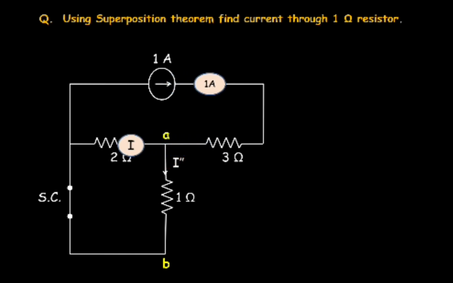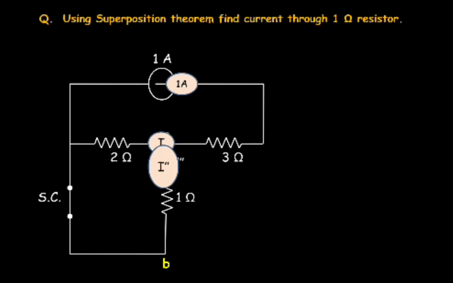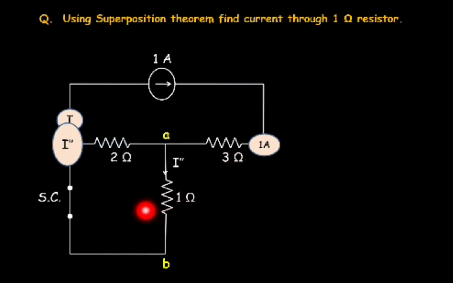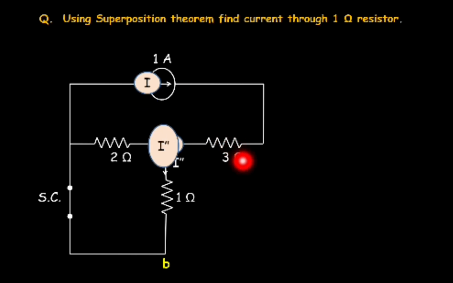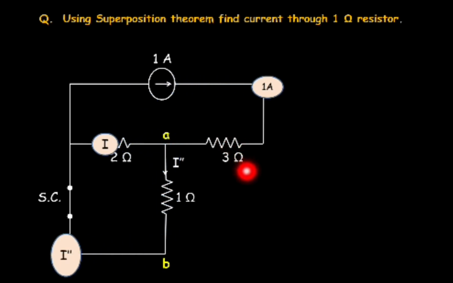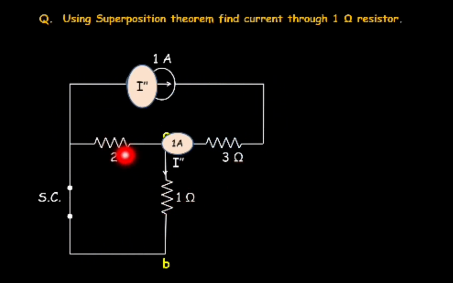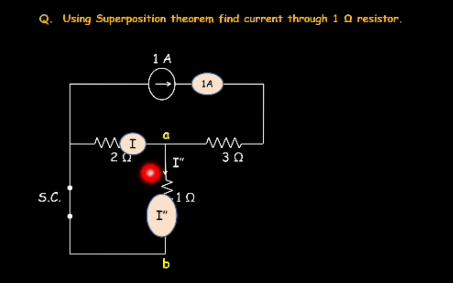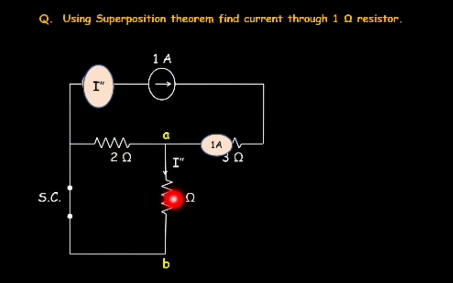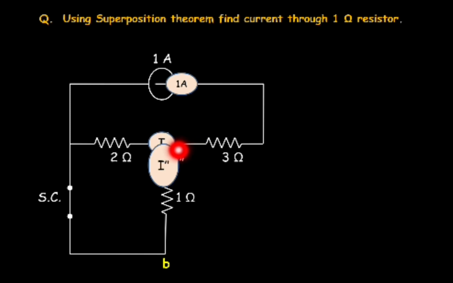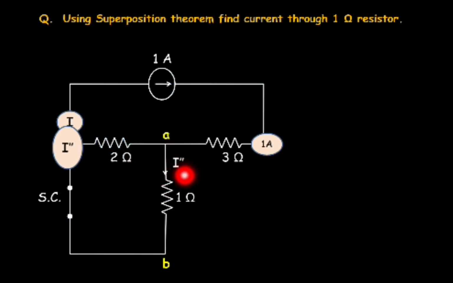So one current will flow through this 2 ohm and it will go to the negative, and second current will go through this 1 ohm and it will go to the negative. Now after observing this circuit clearly, we can see that this 1 ohm and this 2 ohm are in parallel, and in this parallel combination the current which is getting divided is 1 ampere. So simply by using current division rule, we can find out this I double dash.